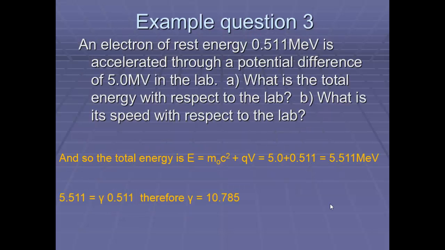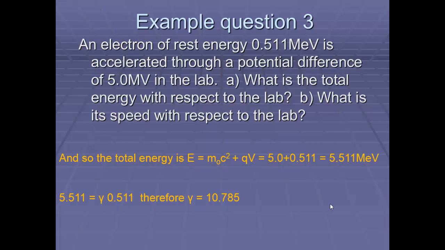Example question here. An electron of rest energy 0.511 mega electron volts is accelerated through a potential difference of 5 megavolts in the lab. What is the total energy with respect to the lab, and what is the speed with respect to the lab? So the total energy is E equals rest energy mc squared plus qV, which gives me 5.511 mega electron volts. And what is its speed?